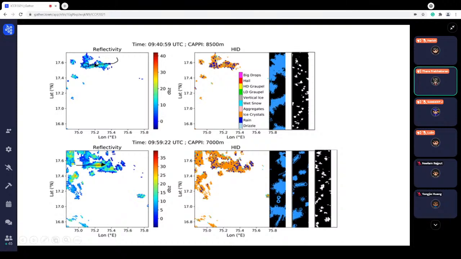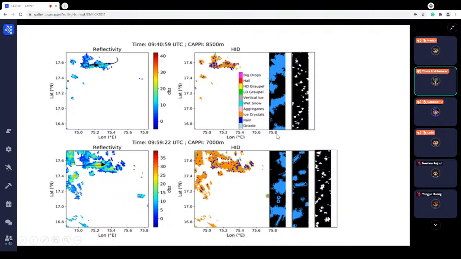You see the radar reflectivity on the left. Then you see the hydrometeor classification on the right, and also the images from the cloud probes. The blue ones are from the cloud imaging probe, and the black ones are from the precipitation imaging probe.